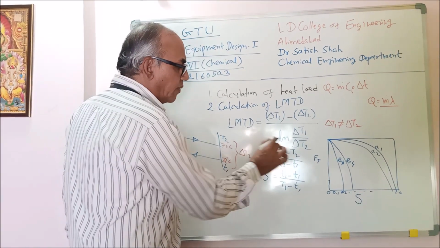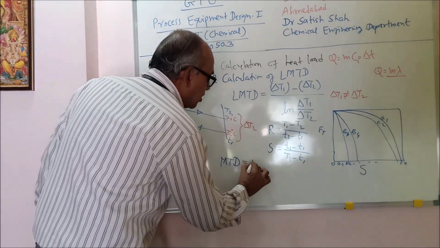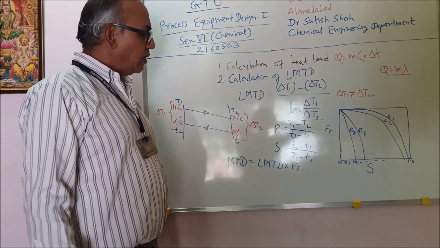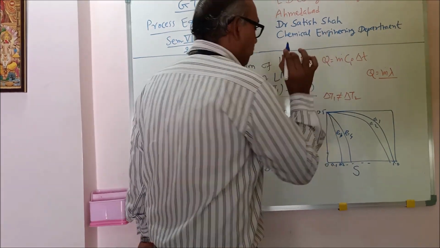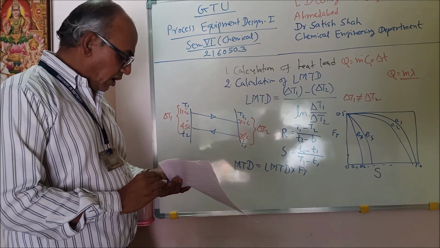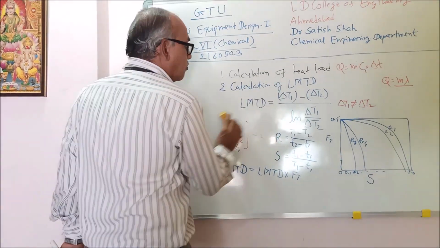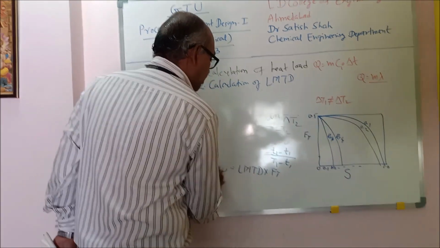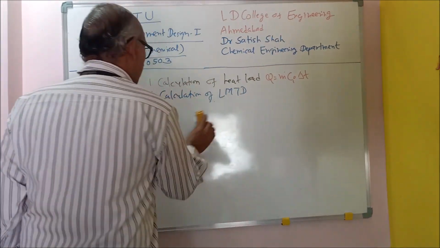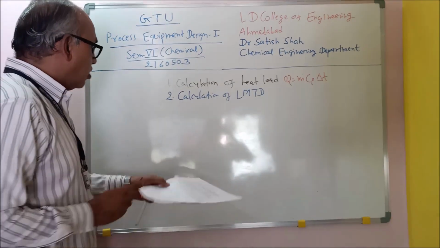So now you will get the value of Ft, that is the correction factor. Then you will find out the corrected LMTD, which is known as MTD. So it is LMTD simply multiplied by Ft. And this value is between 0 and 0.5. So if you multiply like this, you will get the corrected LMTD, or it is known as MTD. So this is our second step. We'll move to the third step. Okay, now third step.